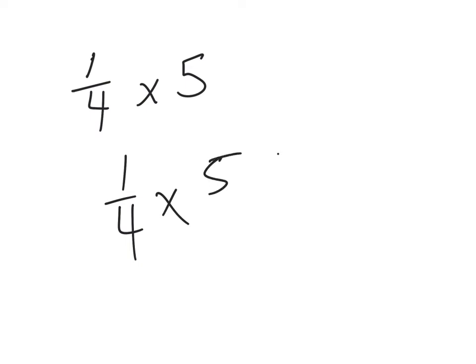So 1/4 times 5 could look something like this. I'm going to keep the 5 wholes, but I'm going to write it as a fraction, 5/1. And so I'm just going to multiply from left to right. 5 times 1 is 5. 4 times 1 is 4.